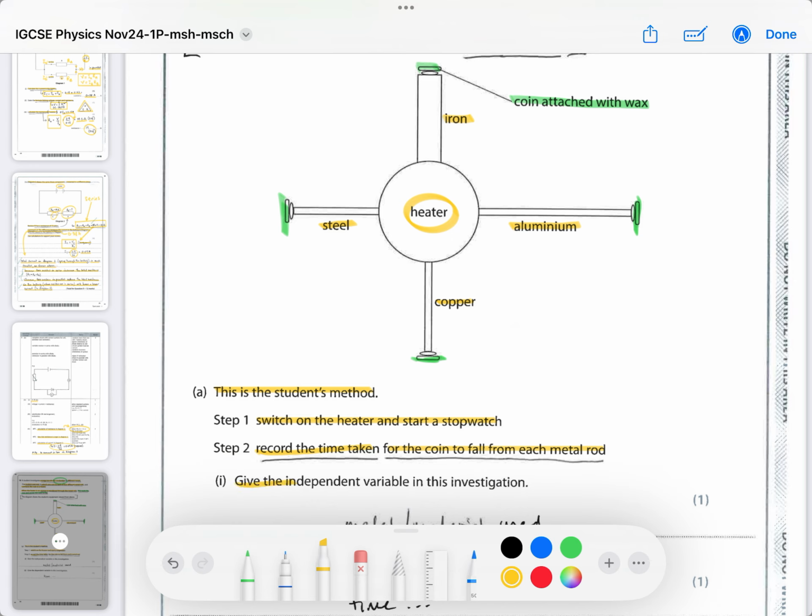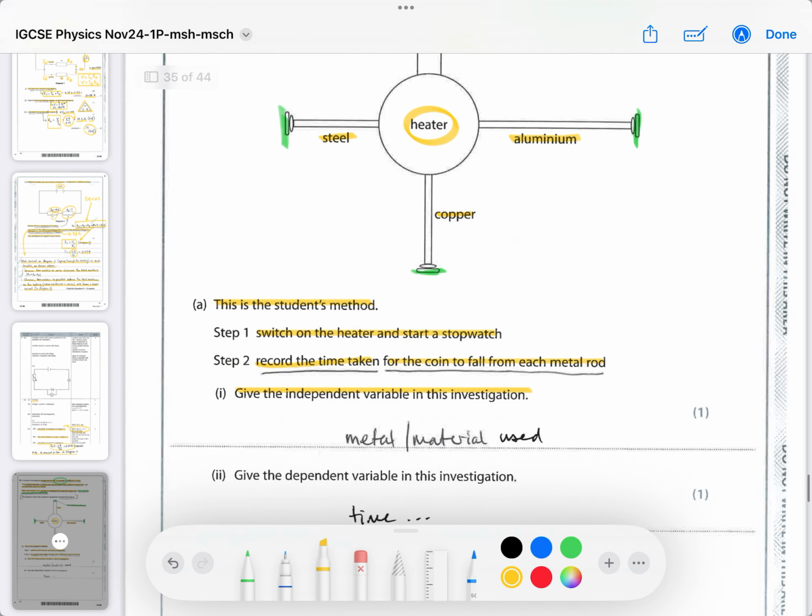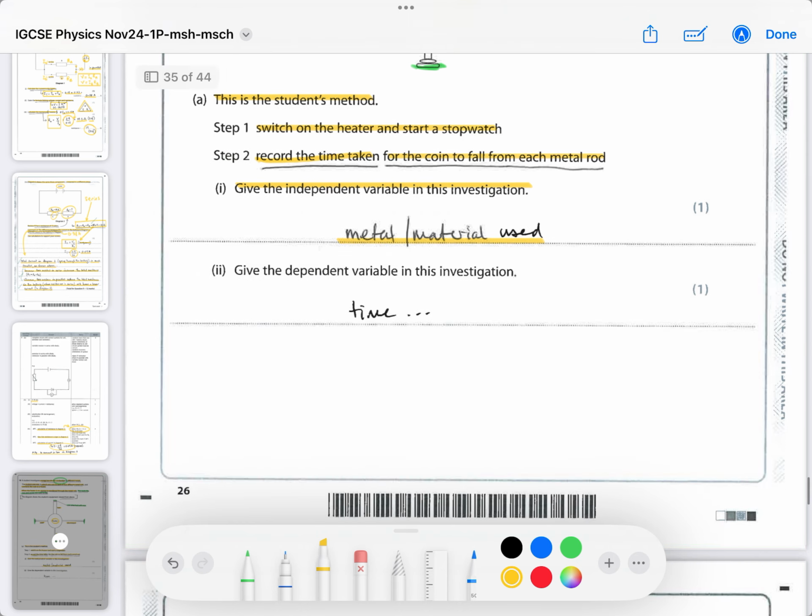Give the independent variable in this investigation. The independent variable is the different metals that you've used. You're testing the different metals, so that will be the independent variable, the metal or the material used. They'll accept either. And give the dependent variable: what do they measure as a result? They measure the time taken for the wax to melt. So you've got to put that in to make sure the examiner gives you the mark. Don't leave anything to the imagination.